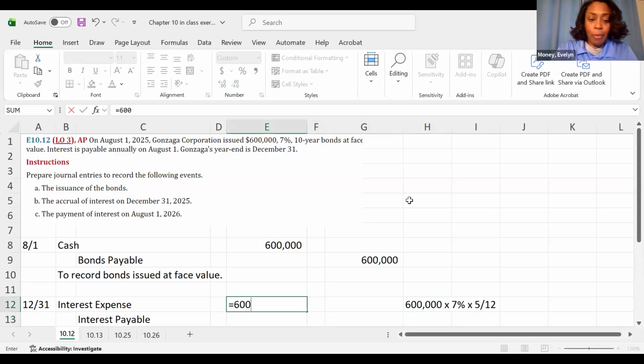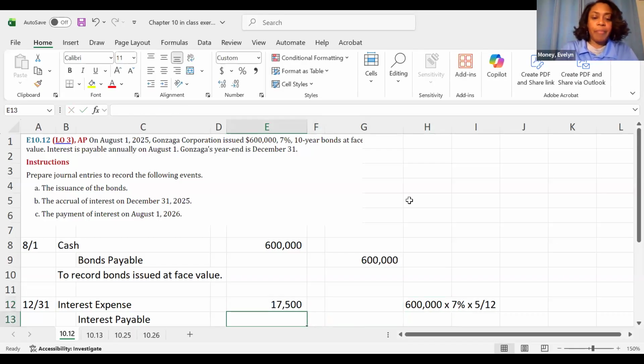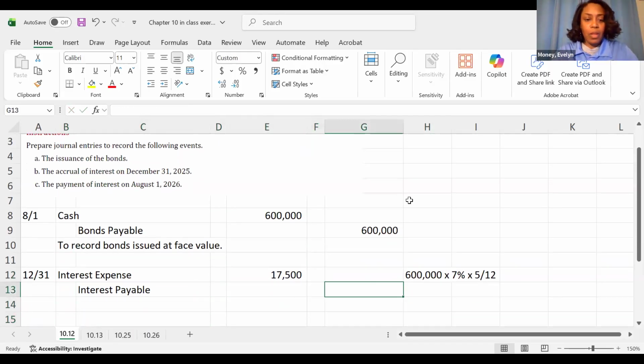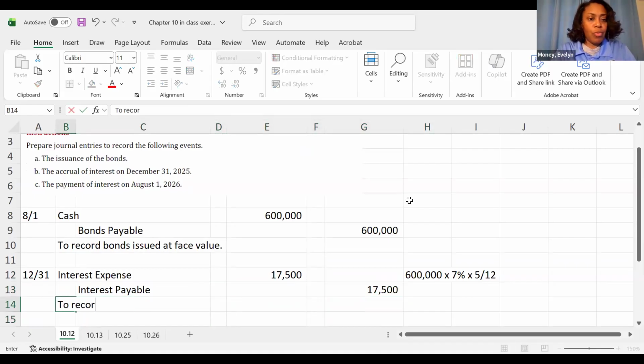Now, let me actually put my formula in here. Times 0.07 times 5/12. See what we get. All right, 17,500 is our magic number. 17,500. And this is to record the accrual of interest.